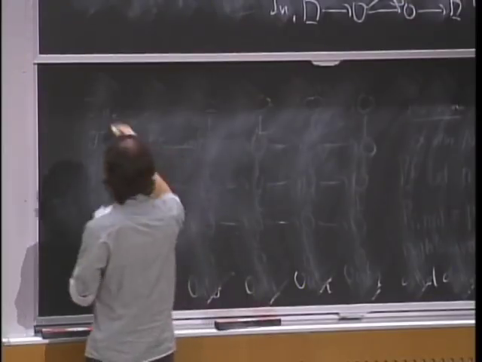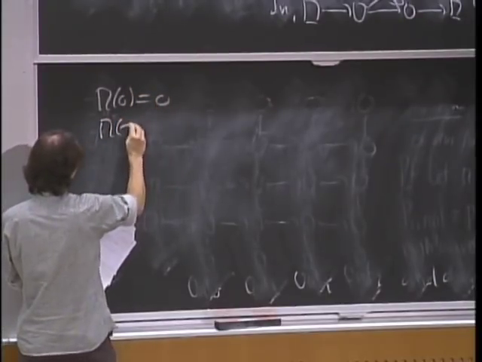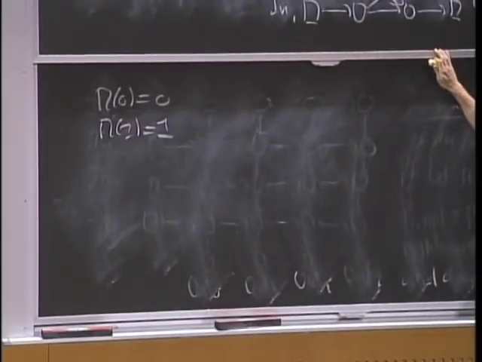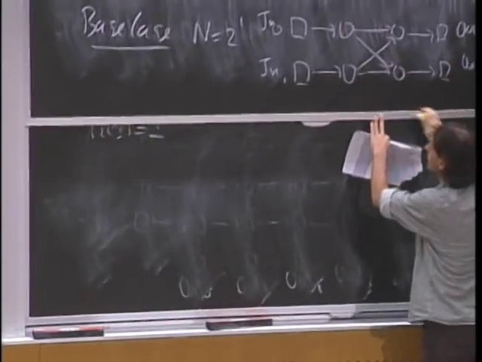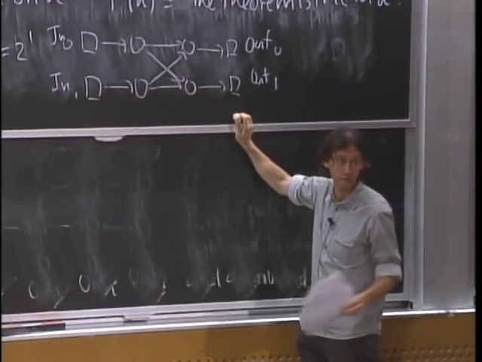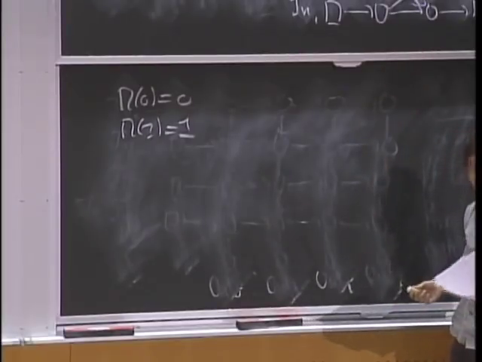So we have that either pi of 0 equals 0 and pi of 1 equals 1, in which case we just direct them straight through. There we go, straight through, and every switch only sees a packet once. So for this particular permutation, we have a congestion of 1.